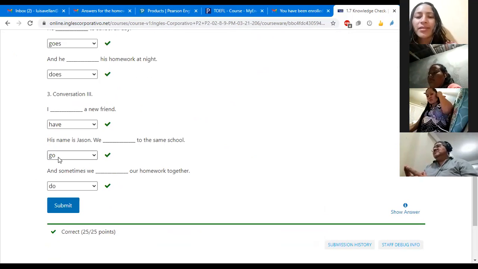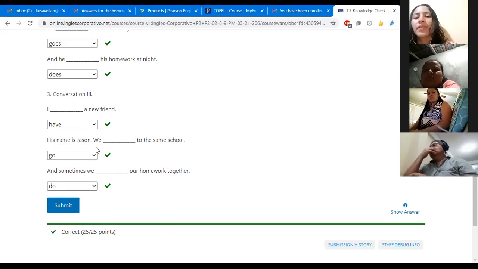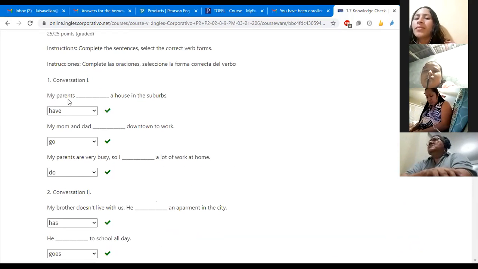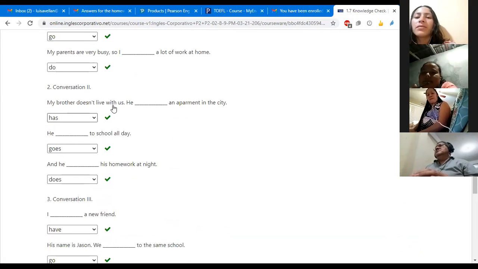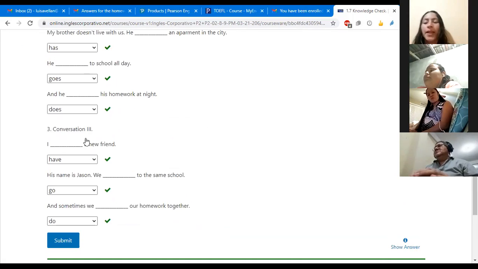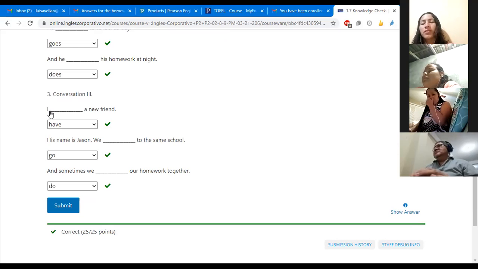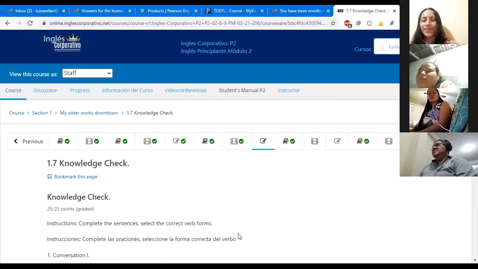So then, if you see, for example, all of them correct, it is important to identify the subject, okay? El sujeto siempre hay que identificarlo. Si ven acá, les ponen varias trampitas. Aquí, my parents. Okay, es they. Pero aquí ponen my mom and dad. También es ellos, right? They. So it's plural. My parents are, so I is do, primera persona. Then my brother doesn't live with us. He is has, tercera persona, he. Then we have he goes, tercera persona too. And he does, also third person. Entonces, es importante identificar esto para usar. Okay? No problem? Okay, no problem, teacher. Good.